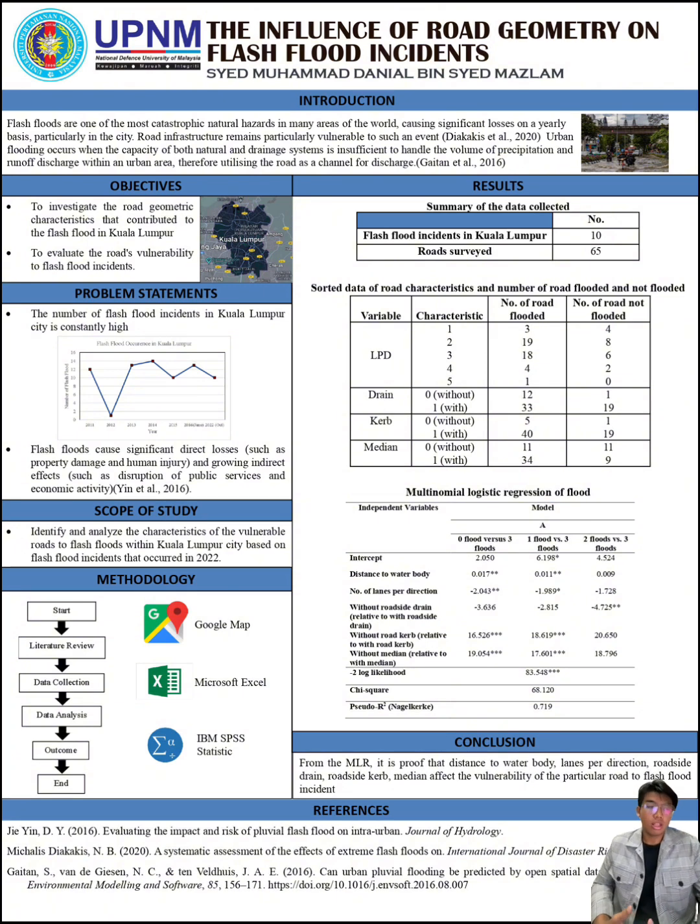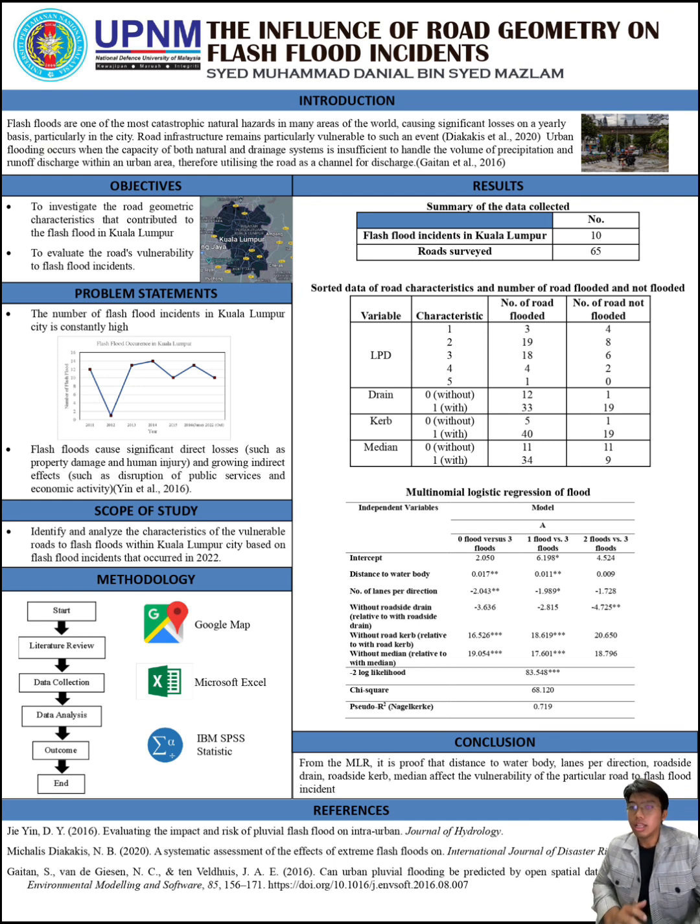Moving forward to data analysis, to analyze the vulnerability of the roads associated with flash flood incidents in Kuala Lumpur, the data collected was sorted based on the frequency with which the flash flood occurred on a particular road. The roads that are prone to flash flood were then discovered, and the geometry of the roads was studied. The geometry parameters include the number of lanes per direction, presence of shoulder, presence of roadside drainage, median, and distance to the nearest water body.